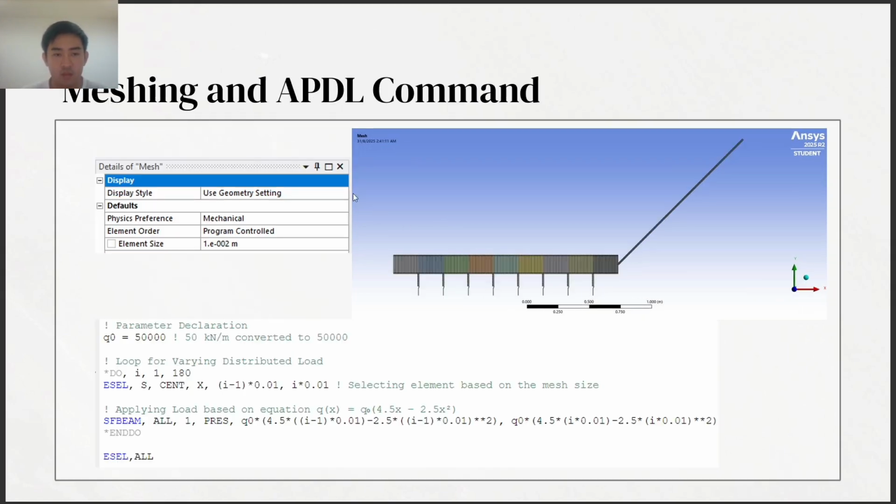Moving forward is the meshing as well as the APDL command. The element size I've selected here is 0.01, and you can refer here to the APDL code where there are 180 intervals. Each interval is increased with the increment of 0.01 followed by the mesh size. Down here is the equation used for the distributed load.